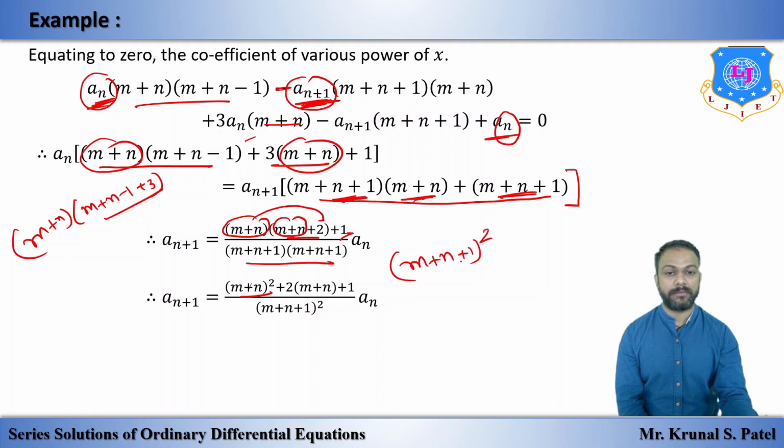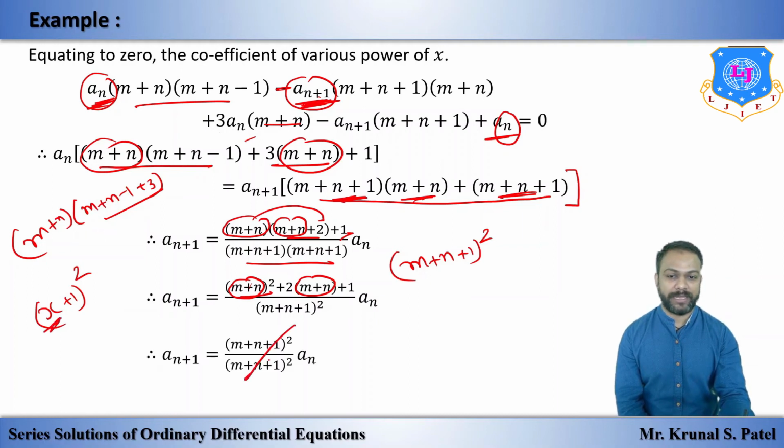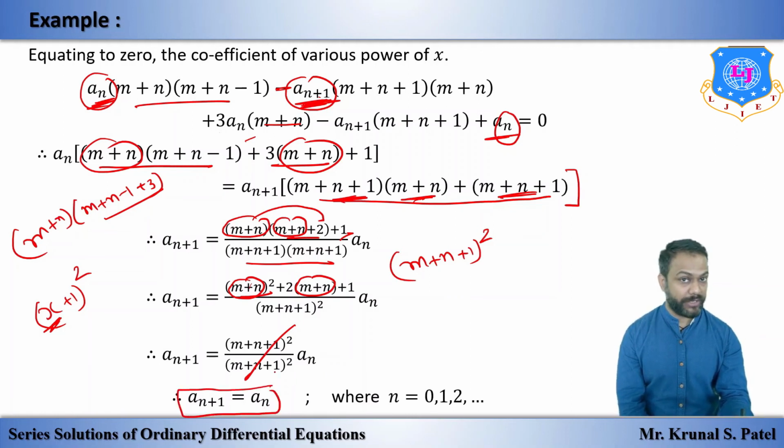How did this happen? Because consider this is our x, suppose x, so x square plus 2x plus 1 is x plus 1 whole square, and we consider m plus n as x, so m plus n plus 1. Okay, so this becomes a whole square, cancel out, so we have a(n+1) equal to a(n). Okay, this differs in each and every example, no need to be equal, okay, for this case too.